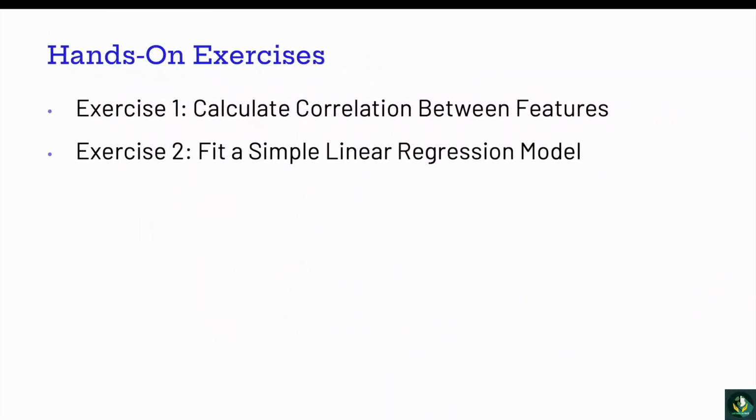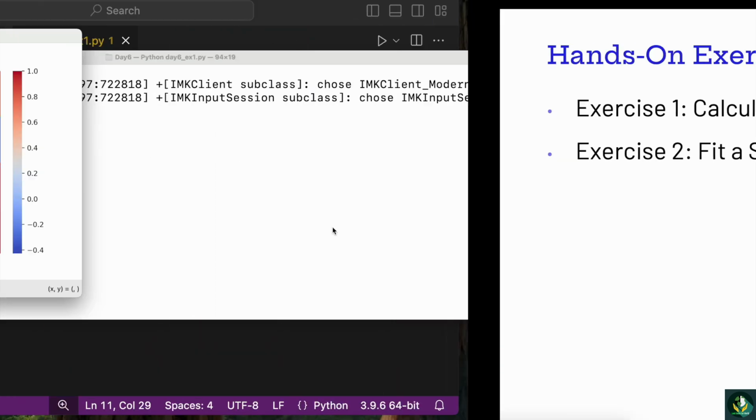Our exercise 2 is to fit a simple linear regression model. The objective here is to fit a regression model to sample data and interpret the coefficients. We will generate some random data or use a real data set, then fit a linear regression model and interpret the slope, intercept, and r square. For this, we're going to just generate some data for our sample.